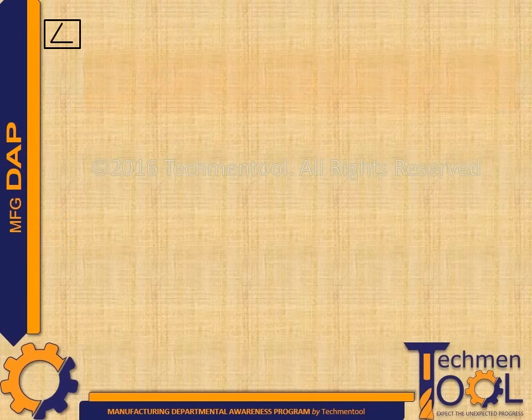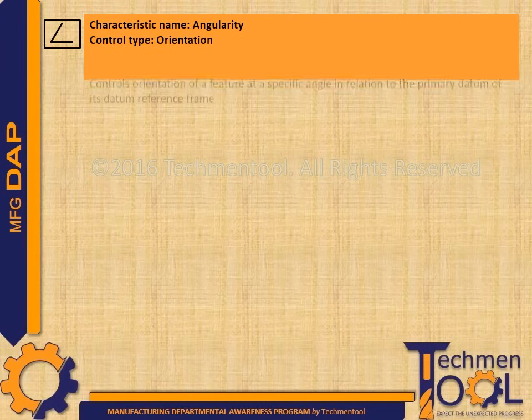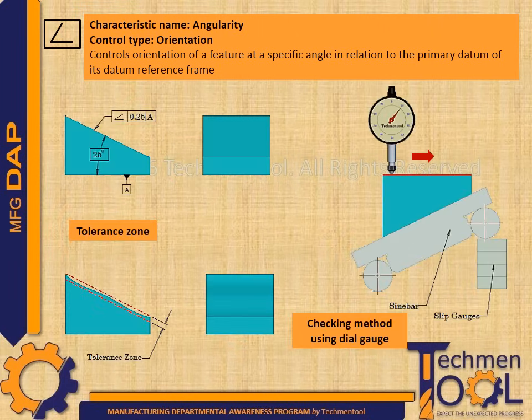Let us discuss about angularity characteristic. Its control category is orientation type and it controls orientation of a feature at a specific angle in relation to the primary datum of its datum reference frame. In the given example, the tolerance zone of 0.25 of the feature will be measured with respect to datum A using a dial gauge by moving its plunger in a straight line, which is located on the sine bar and slip gauge setup as shown in the picture. And deflection of the dial gives the actual angularity value with respect to datum A. That value should be within the tolerance zone.